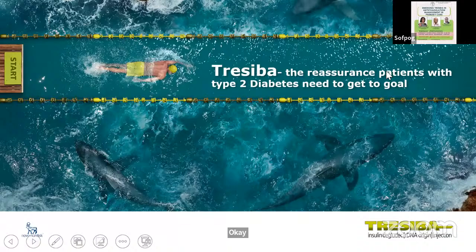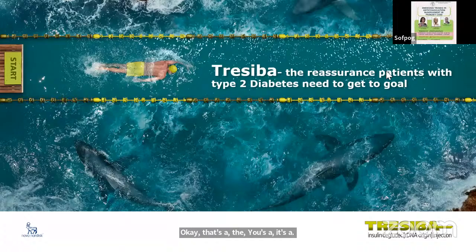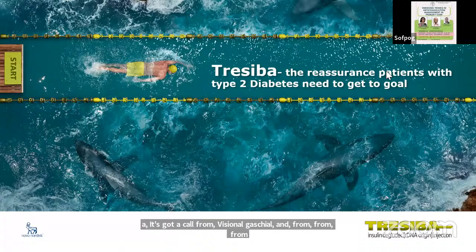So what is Tresiba? Tresiba is an ultra modern, long-acting insulin. Why do we say long-acting, ultra modern? It is because of the pharmacokinetic property. It has a half-life of 25.4 hours and a duration of action of more than 42 hours, approximately 48. That is why it's ultra long-acting.